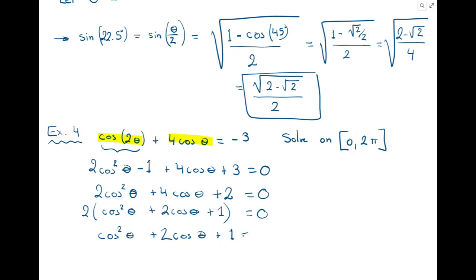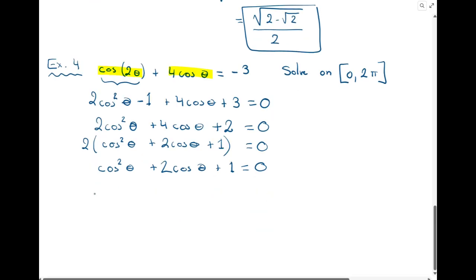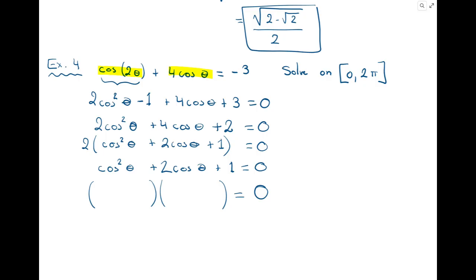So I would end up with cosine squared theta plus 2 cosine theta plus 1 equals 0. And at this point, we're just going to be factoring that, right? So we just want to change that trinomial to a product of 2 binomials. And so what can I multiply here and here to give me a cosine squared theta? Well, it would have to be a cosine theta and a cosine theta. And what can I multiply here and here to give me a 1? That will have to be 1 and 1. And then when you do the outer, you will get a cosine theta. And the inner, you would also get a cosine theta. And then you get 2 cosine theta, which is what we wanted here. So positive 1, positive 1.